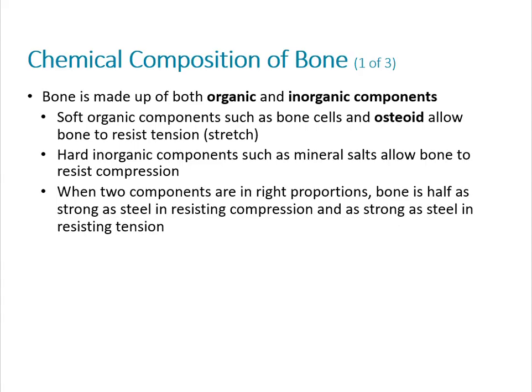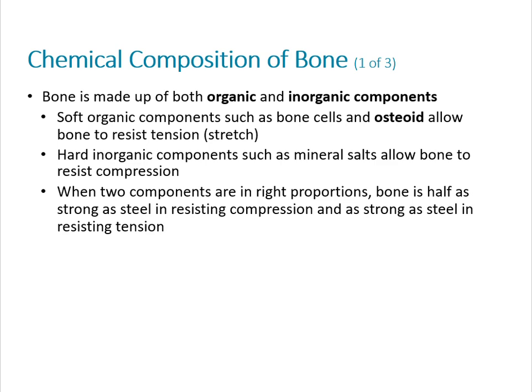Let's continue on and talk about the chemical composition of bone. We've already talked about osteoid, so that is going to be the organic component of bone. But there's also calcium phosphate salts. Those are the inorganic components. The osteoid is a soft organic component. It's created by the bone cells, like the osteoblasts, and that allows bone to resist tension or stretching.